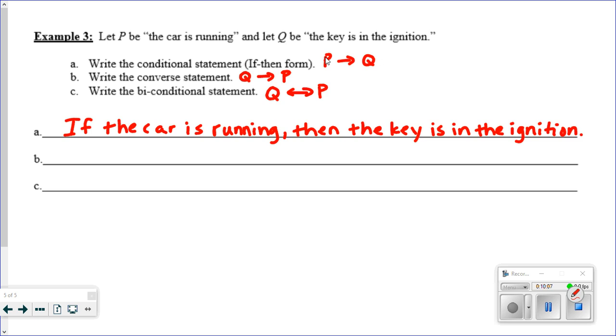Now, obviously, that doesn't have to be true anymore. You don't actually have to have your key in your ignition in some cars for the car to be running, but we're assuming this car is, I don't know, at least 15 years old, we'll say. Okay? So write down what you think B should be, the converse. So converse, you're switching your Q and your P. It's still going to be if-then form, but you're switching the Q and the P.